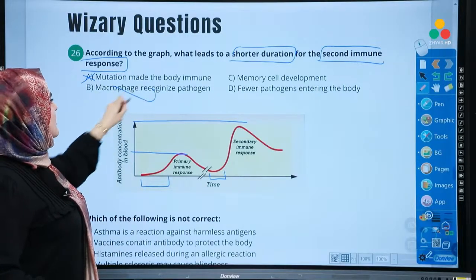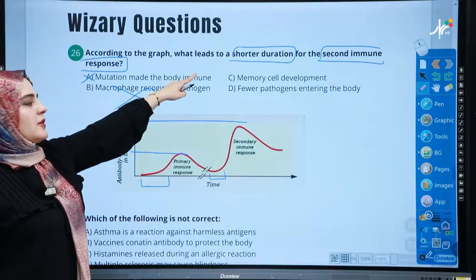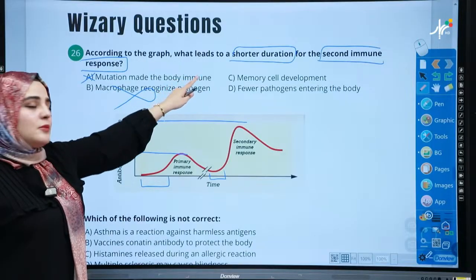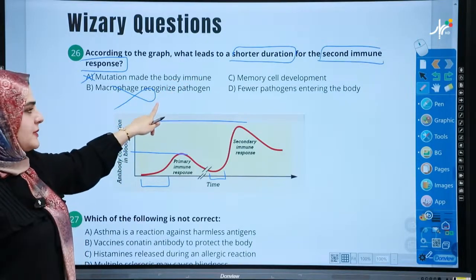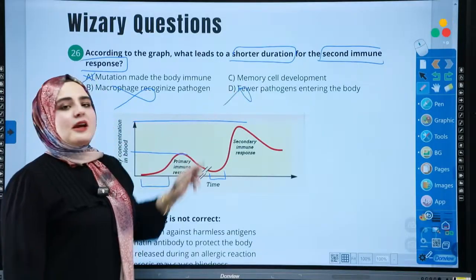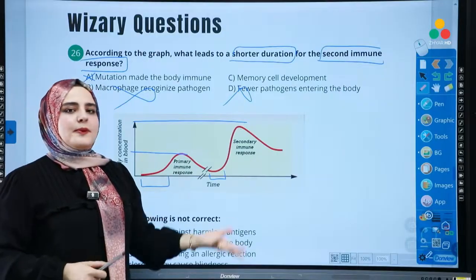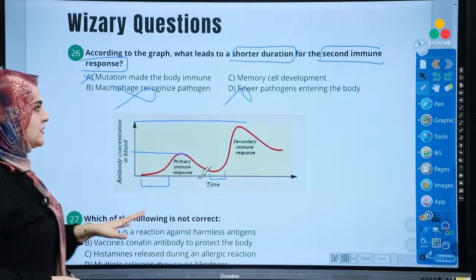Is it that macrophage recognize pathogen? That has nothing to do with secondary and primary, because these are part of the specific immunity. This has nothing to do with specific immunity. Fewer pathogens entering the body? No. Even if there's few, but if the memory cell encounters them, there will be a reaction. Has nothing to do with that.